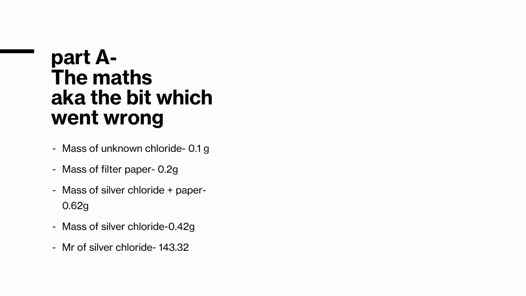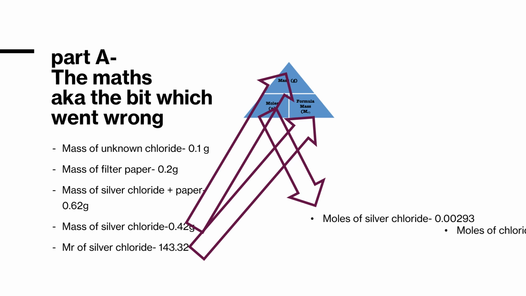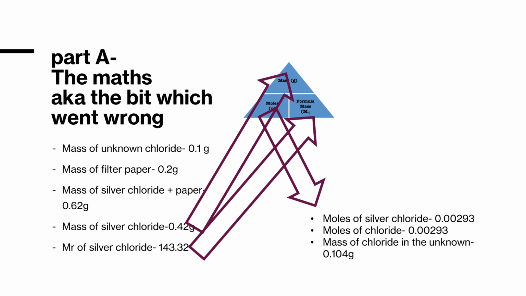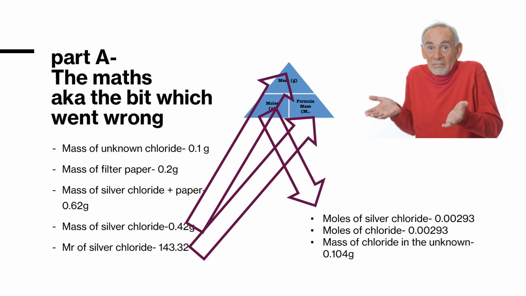The Mr of silver chloride is 143.32, so if we add that to our mole calculation triangle as so, we get a mole amount of silver chloride of 0.00293. The moles of chloride is the same because it's 1-to-1, but the mass of the chloride in the unknown now exceeds the amount of chloride we had in the first place. So, we don't know. Anyway, on to Part B.